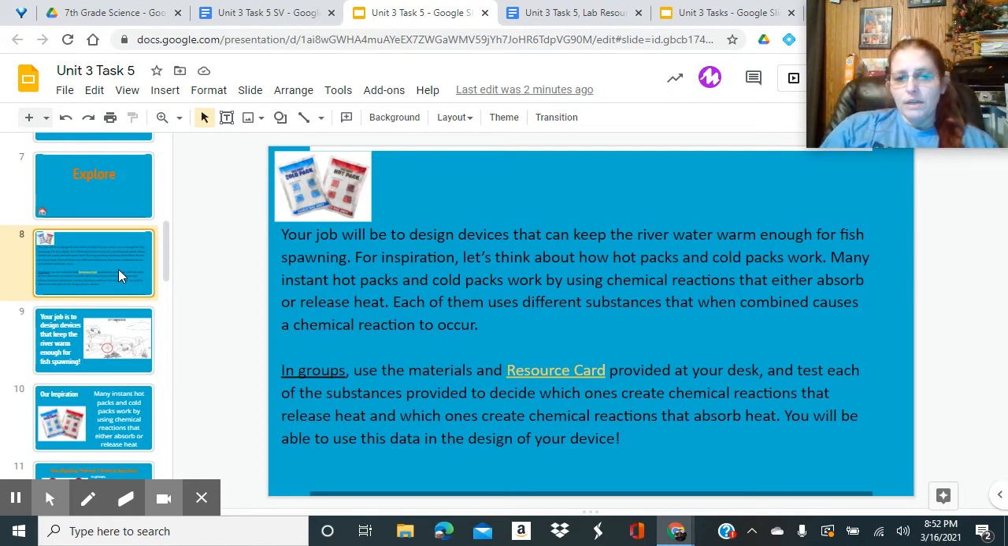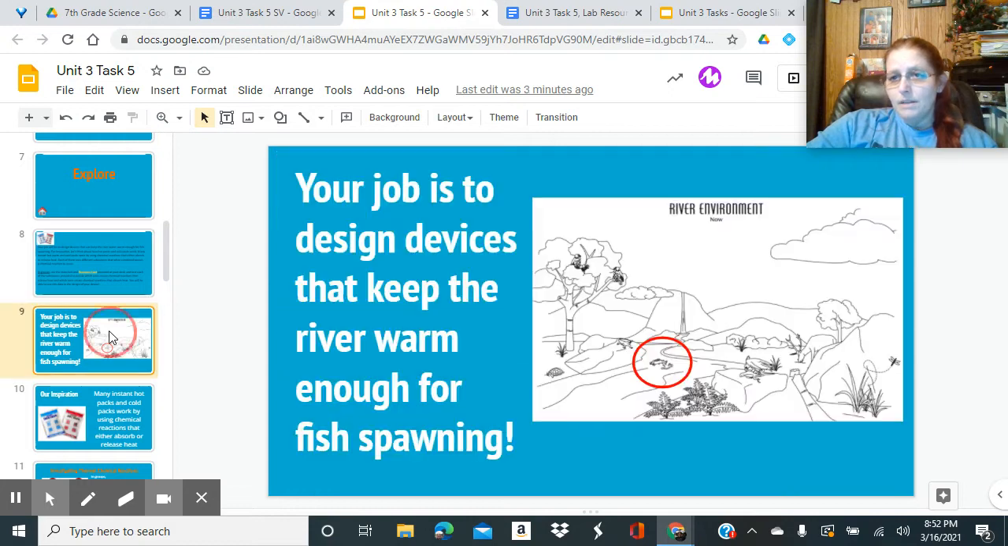So what you're going to do is you're going to get your group. Every group has some chemicals that you're going to experiment with today. Okay. So we're going to test some substances to decide which ones create chemical reactions that are going to release heat and which ones create chemical reactions that absorb heat. And then you're going to use that information to figure out what you're going to design later on. So we have to be diligent about today so that you can use this information later on.